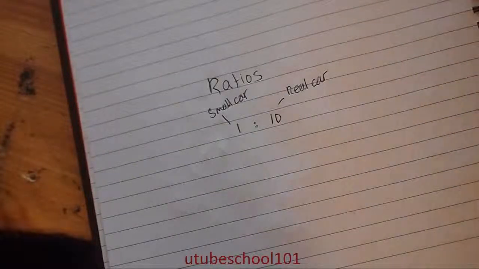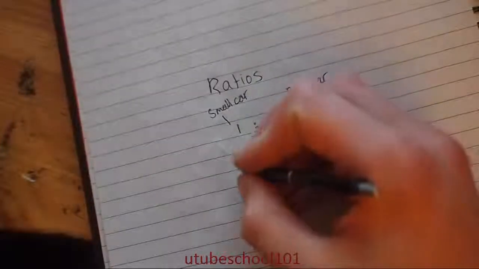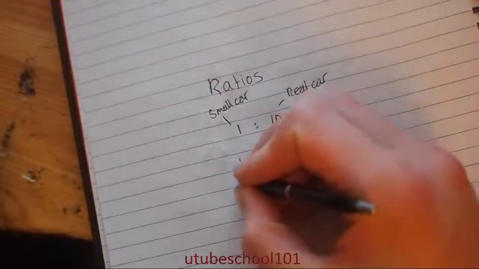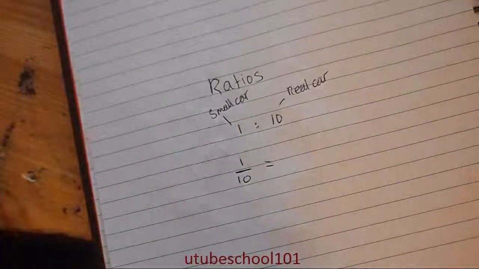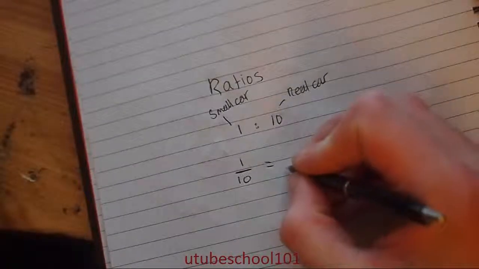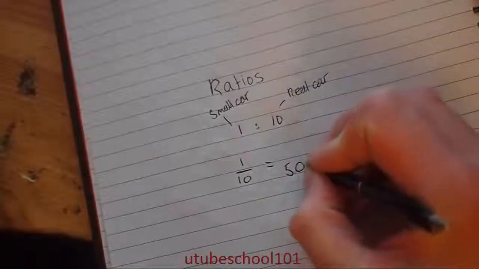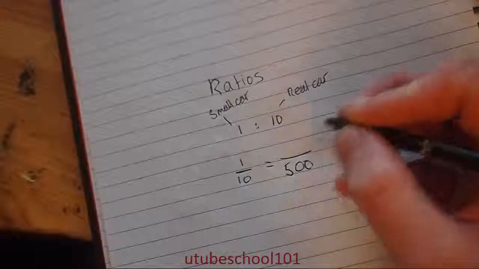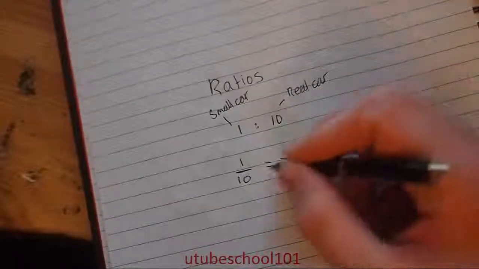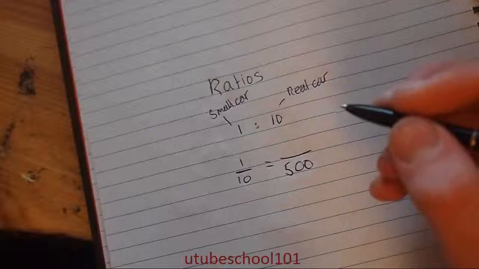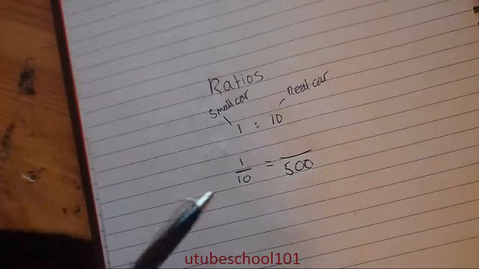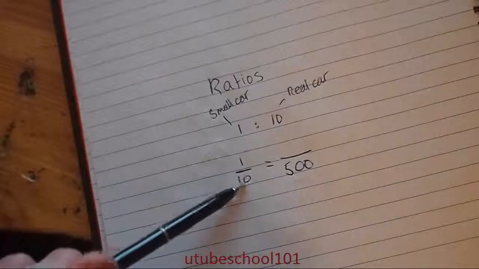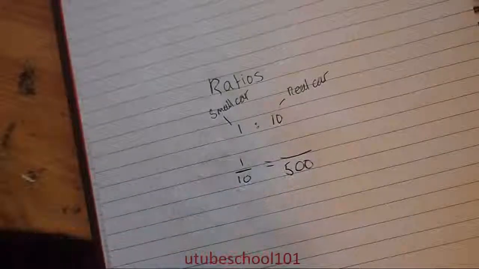So we can write it down as a fraction, so 1 to 10. And if we wanted to work something out, say for example we had 500 centimeters of real car, we just work out how we got there. So we're keeping the fraction equivalent, so we have to do the same amount. So in order to work out how much we have multiplied the original fraction by, we divide.